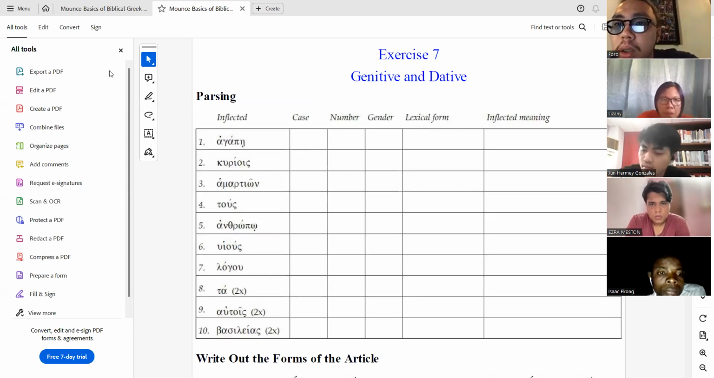Agape with the iota subscript. So, yes, we welcome, no? Pastor Isaac is also with us.